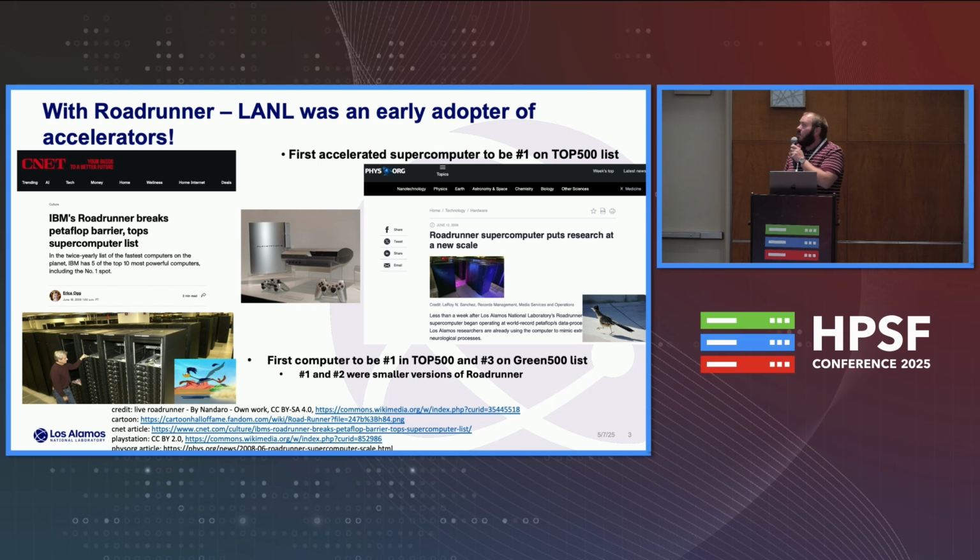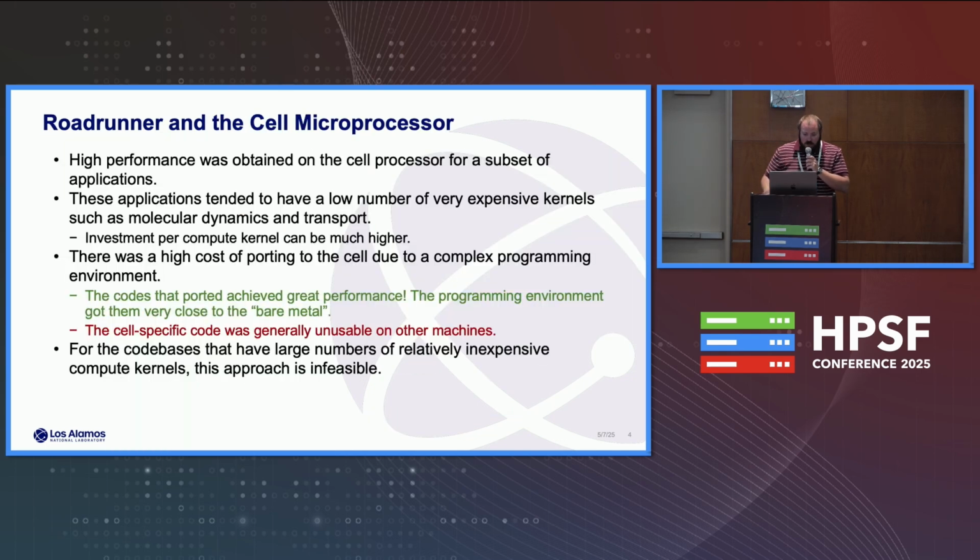But first, we're going to start with way back in 2008 or so. LANL actually was an early adopter of accelerators with the Roadrunner supercomputer. It was the first accelerated computer to be at number 1 on the Top500, while simultaneously being in the top 3 on the Green500. It used the Cell microprocessor that was also used in the PlayStation. So let's talk a little bit more about that.